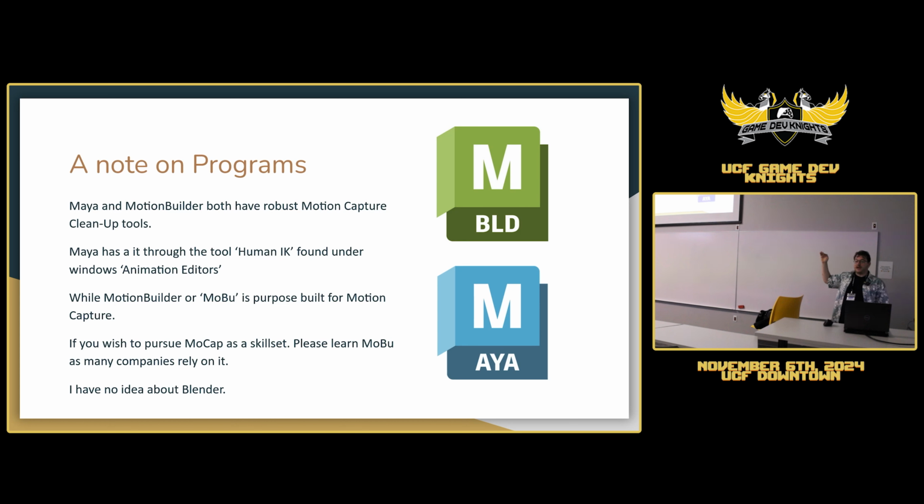And if you don't know where HumanIK is, you go to Maya, so popping up. HumanIK is under animation editors, and there's a window. You go to Window, Animation Editors, HumanIK. Again, MoBu was purpose-built. Maya is something that it can do as well. I don't know anything about Blender when it comes to motion capture. I've been screwing around with Blender. I'm not a fan of Blender's animation tools, but a lot of people use it and it's free, so you use what you got.